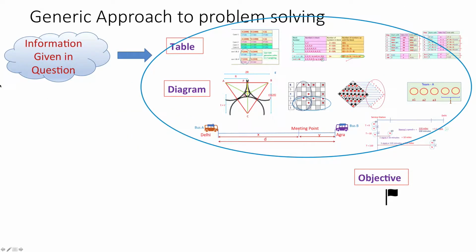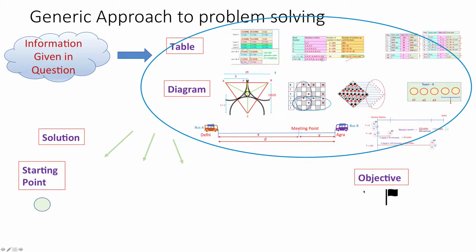So now we have identified the objective from the given information, and we have translated it into a diagram. The very moment we converted it into a diagram, it threw some insight which is helpful. And so now we'll start using the insight that we have obtained in our solution journey from our starting point to the objective.